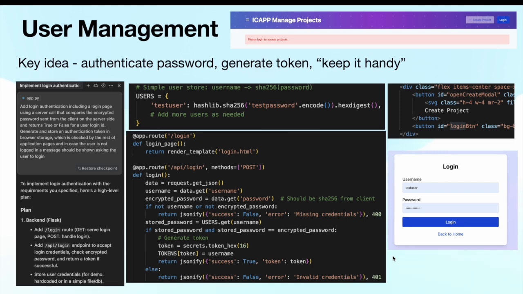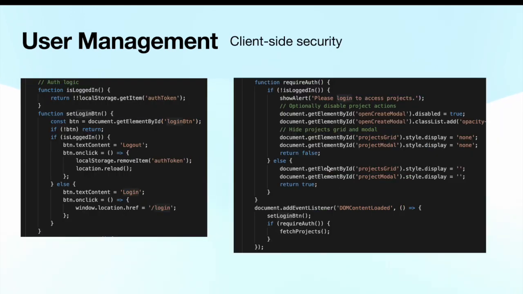Next, let's talk client-side security in user management. While server-side is vital, the client-side truly enhances user experience. It provides initial protection and UI control. Look at the JavaScript code on the left. The isLoggedIn function simply checks for an auth token in local storage. That token is our login indicator. The Set Login button dynamically updates the UI. If you're logged in, it shows logout. Clicking it removes the token. If not, it shows login and redirects.